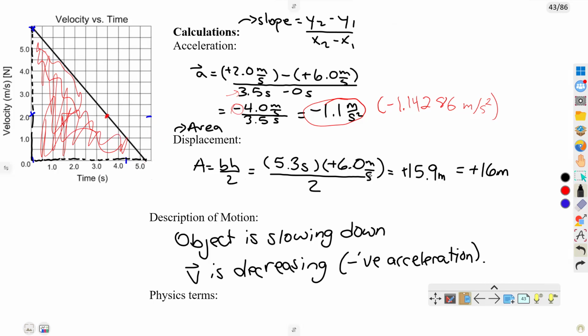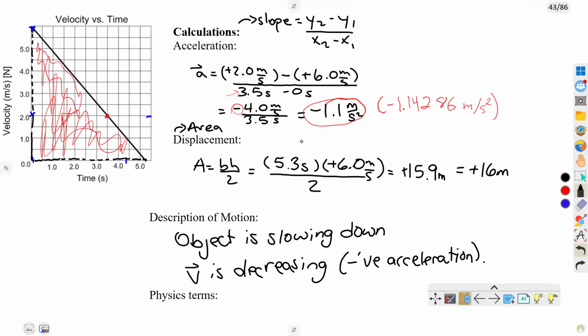Now you might be saying, wouldn't that have to be negative because we're slowing down? No. We need to remember that even though our velocity is decreasing, we are still moving in a positive direction. So the displacement will stay positive. That's 5.3 seconds times 6 meters per second, and then we divide that by 2. We end up with 15.9 meters.